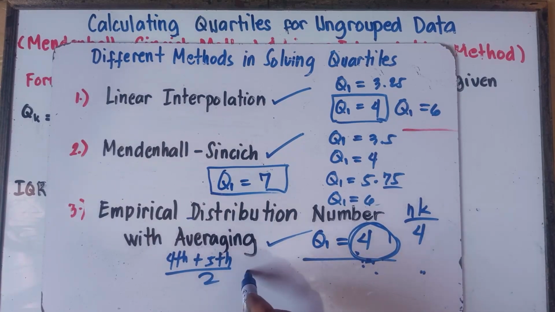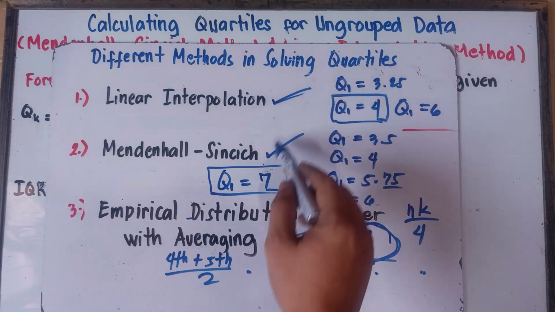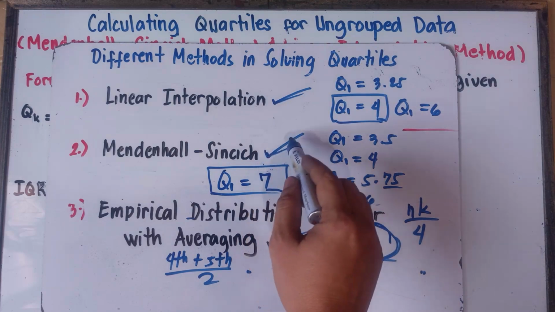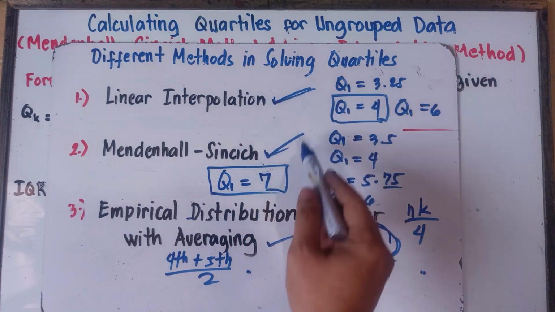4th plus 5th and then divided by 2. It will be quite confusing, class, with regards to the students. That's what, class, I told you a while ago. Better to use linear interpolation and then Mendenhall-Sincich. But most commonly used, class, that would be linear interpolation.